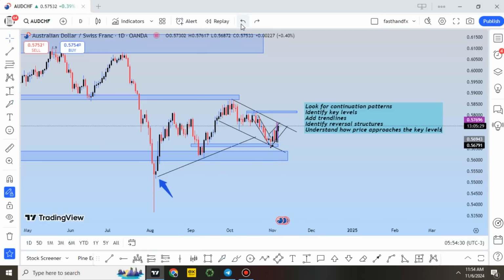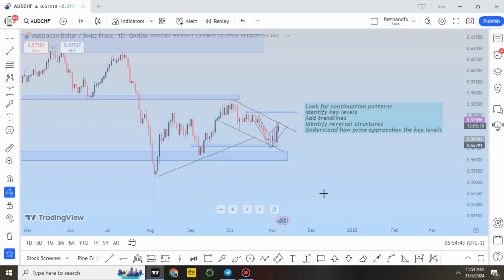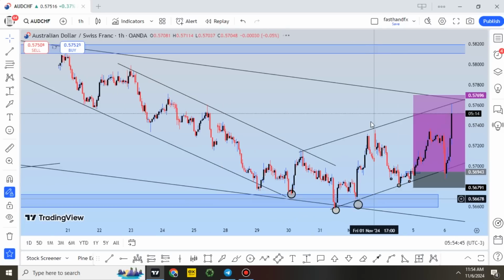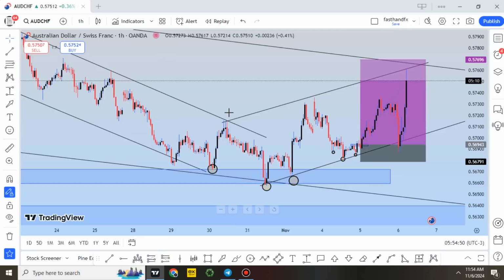Now understand how price approaches the key levels, right? So now if price was at this key level right there, and of course this level right there, all we needed to do was understand how price was approaching that key level. So if we hit the H1 right here, I'm talking about this all right here, but then just let me just open my Exness account and I'll show you what I'm talking about.